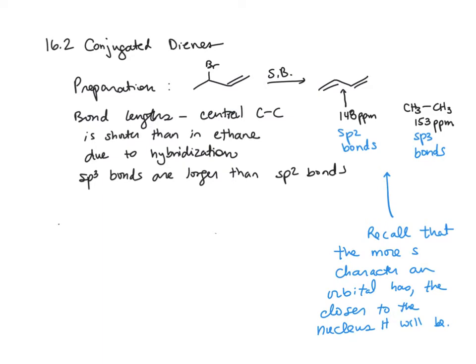Conjugated dienes can be made from the preparation of another alkene with a leaving group. A strong base gets you an E2 reaction across this carbon-carbon bond to produce a diene. That's one way you can make them.